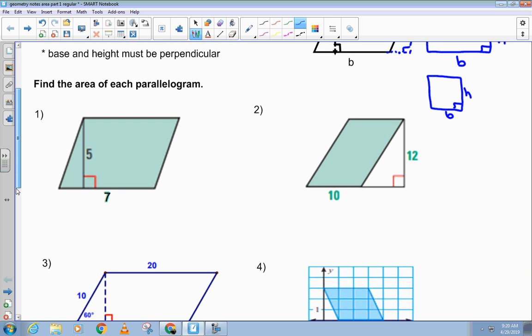All right, so looking at this problem right here, what are my base and my height? 7 and 5, right? Okay, so when you do your problems, minimally, I want you to write down what you're going to type into your calculator. So you're going to multiply 7 times 5, and that gives you 35 units squared. Okay? If they don't give you a dimension, then just use U for units. Okay? So 7 times 5 equals 35. Okay? What are the base and the height of this one? 10 and 12. Okay? So my area is 10 times 12, which is 120 units squared.